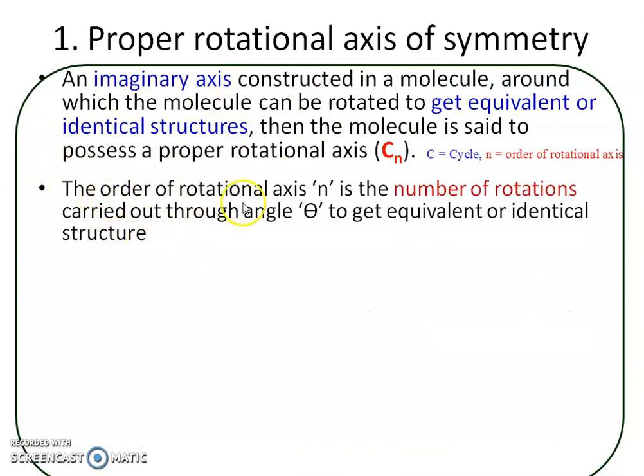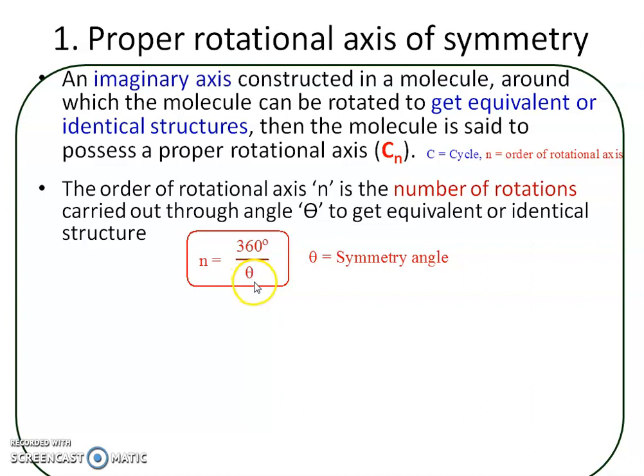Now the order of rotational axis n is the number of rotations carried out through angle theta to get an equivalent or identical structure. So this is the meaning of order of rotational axis. We'll take an example so that both the definitions are cleared. Before that, this order of rotation is given by this formula, n is equal to 360 degree upon theta, where theta is the angle of rotation.